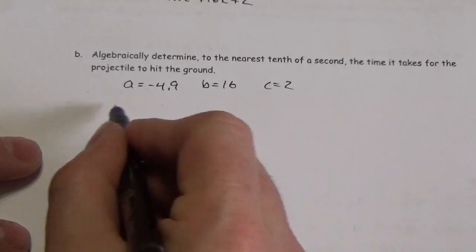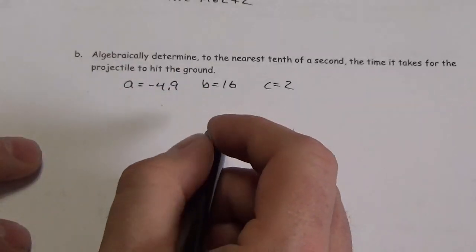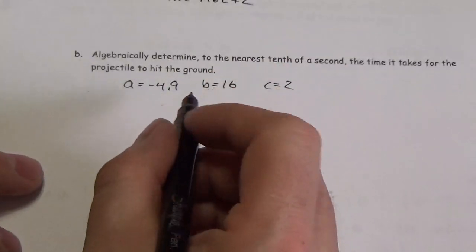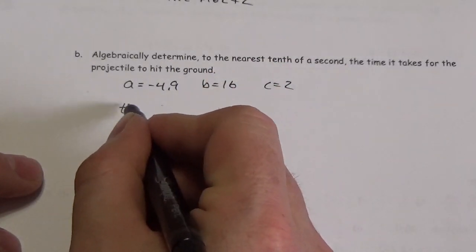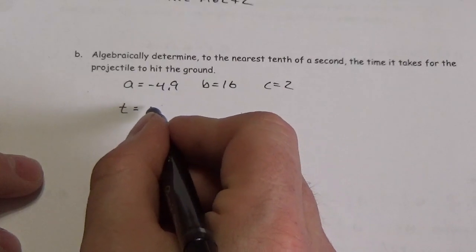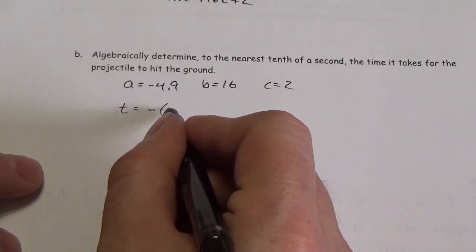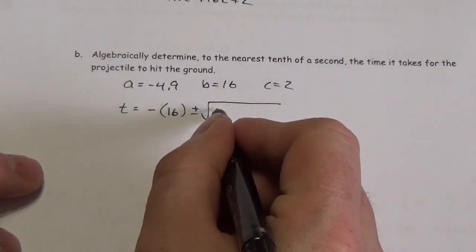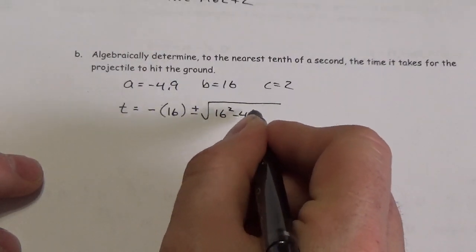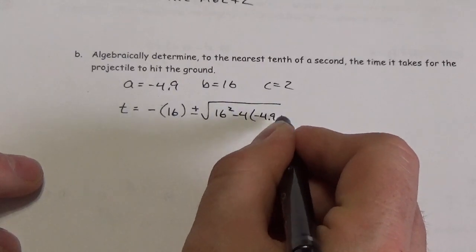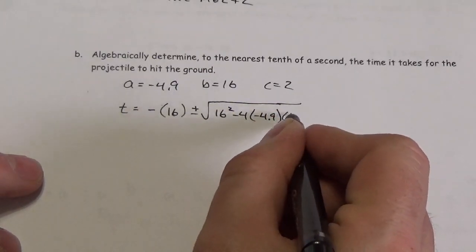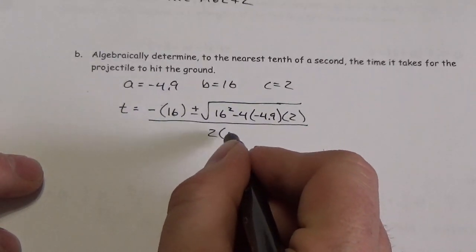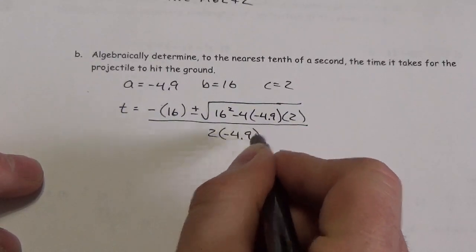Now normally with the quadratic formula, in a previous lesson you would have seen me use x equals negative b plus or minus and the rest of the equation here. But now the independent variable I'm looking for is t. So t is going to equal the negative of the b, so negative 16, plus or minus the square root of 16 squared minus 4 times a, so here's my negative 4.9, multiplied by 2, and this is all over 2 times the a value, 2 times negative 4.9.